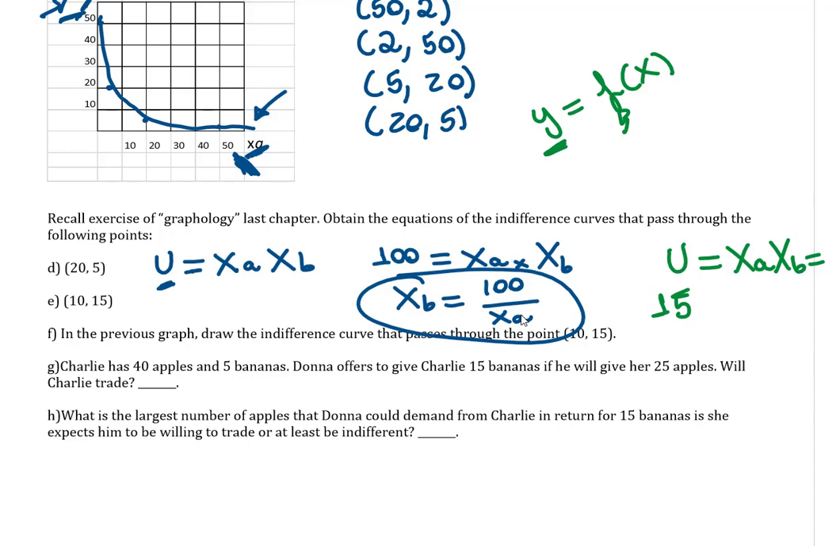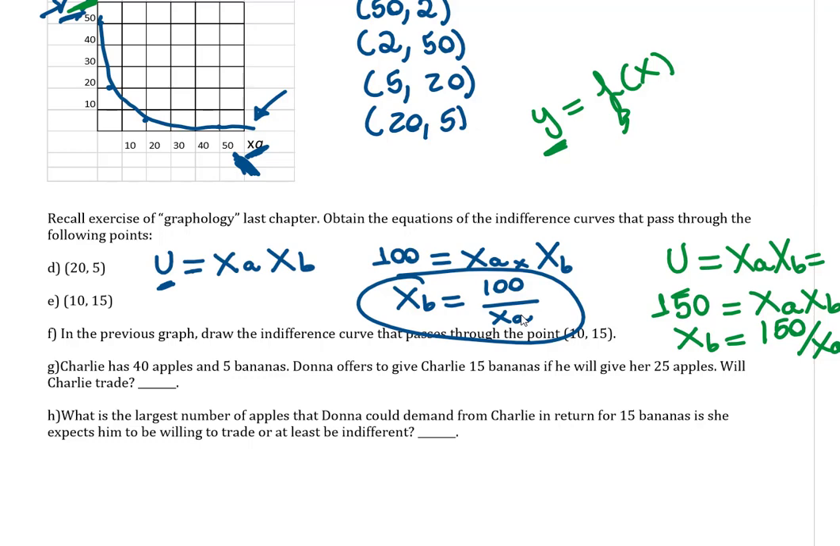I have to keep it constant because I can only draw two variables. 150 equals xa times xb. Again, always solve for the vertical variable. In this case, xb. That yields xb equals 150 divided by xa. Now we're supposed to draw the curve that passes through the point 10, 15. Instead of guessing and verifying like I did previously, that's why I called it the hard way, now that I have the equation, all I have to do is use the equation.